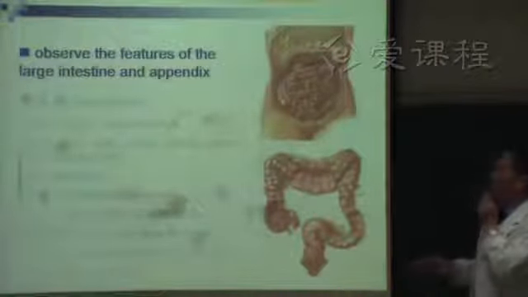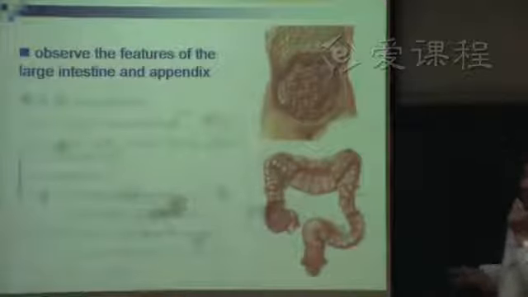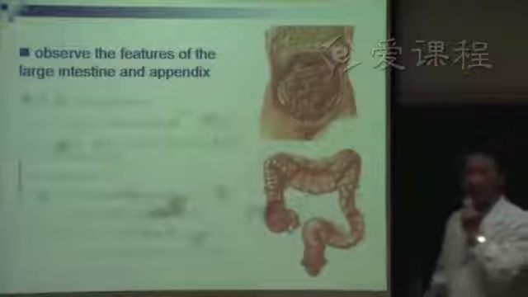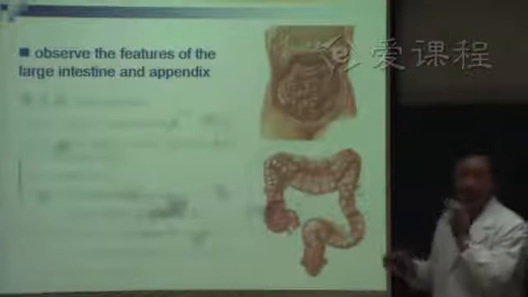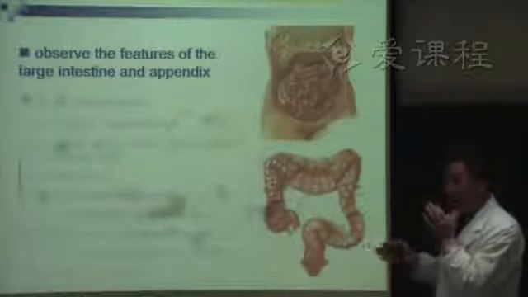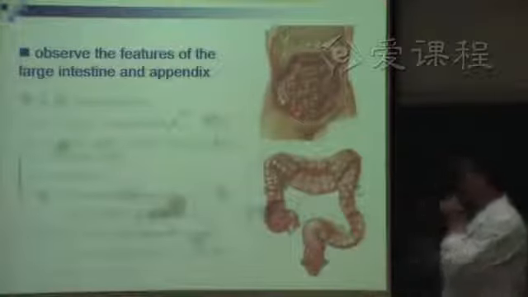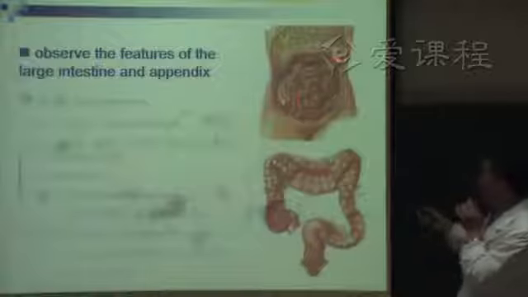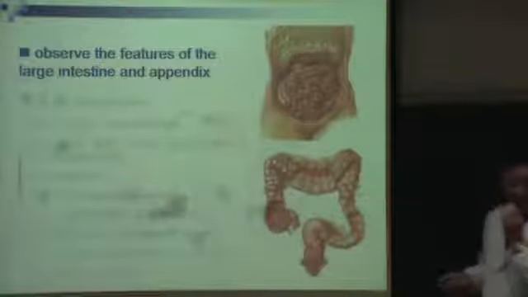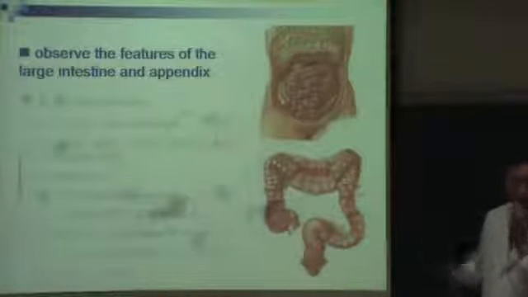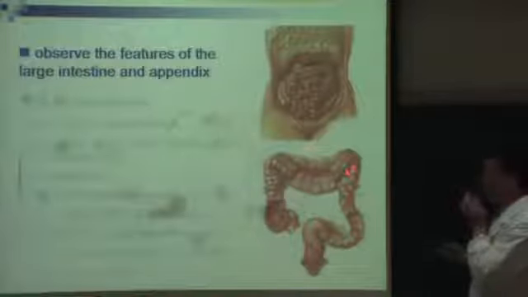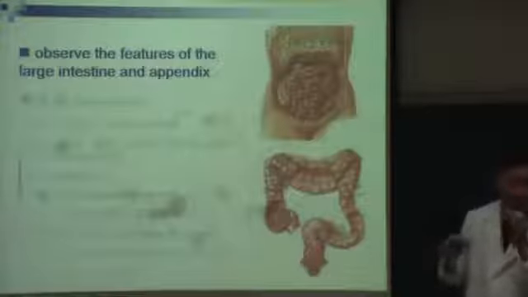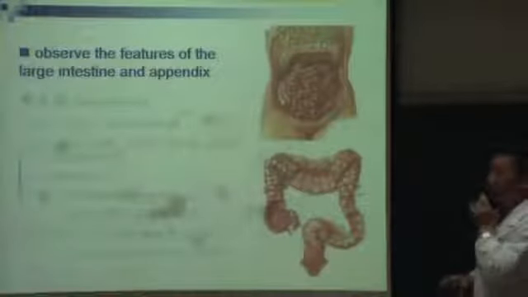And then you should observe the features of the large intestine and the appendix. You should compare the small intestine and the large intestine. This is the small intestine and this is the large intestine. They are quite different. You should compare them and identify the differences between them. Okay?